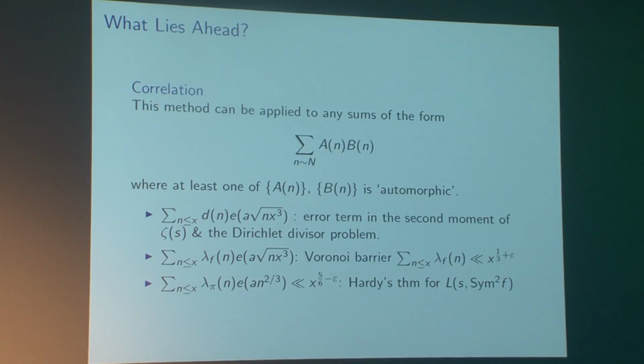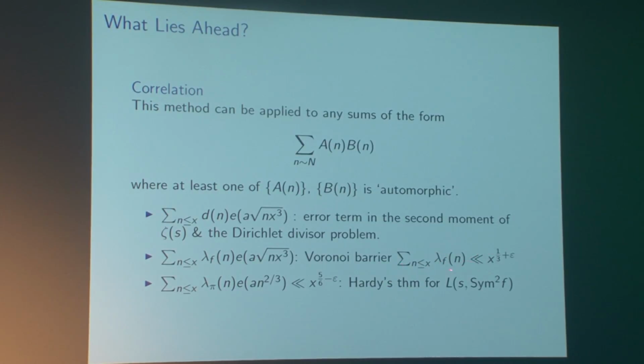Also, if you are looking at sums of Fourier coefficients, so suppose f is a GL2 form, and you look at the sum of the Fourier coefficients with a sharp cut, this is the analog of the Dirichlet divisor problem. Then there is a long-standing barrier here, that this is bounded by x to the power 1/3 plus epsilon. That comes from Voronoi.